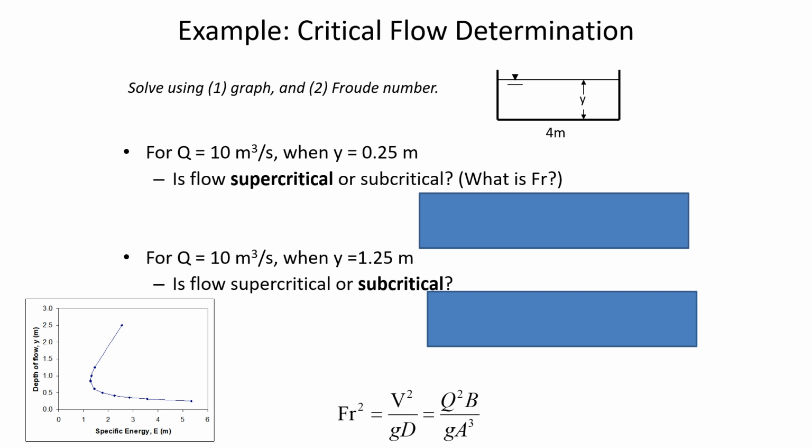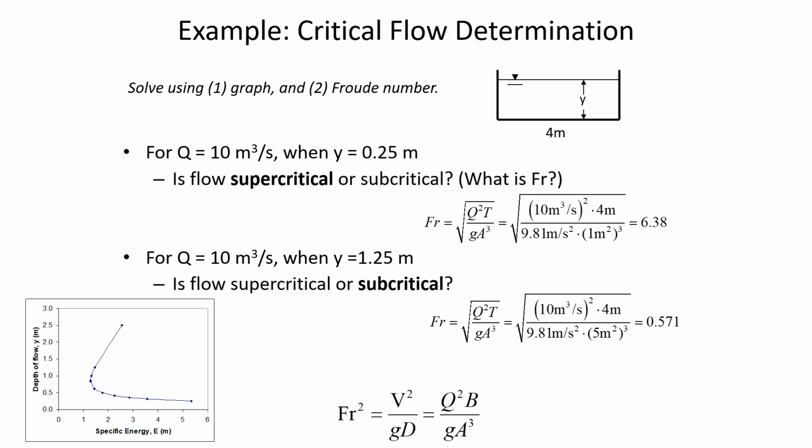5 square meters. It is 5 square meters, and we cube it. So let's see. What would be then the Froude number there? 0.571. So the other way to assess the flow regime is, since the Froude number of 0.571 is less than 1, then flow is subcritical.